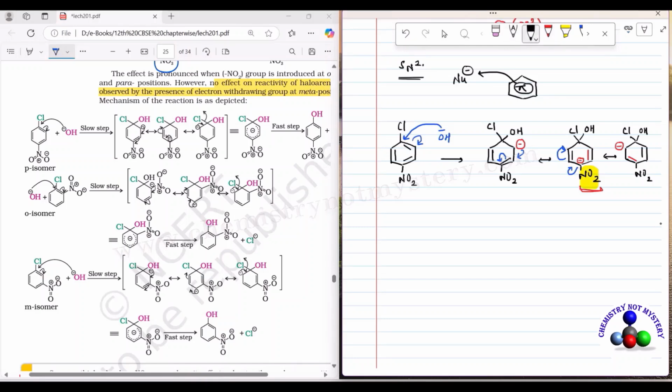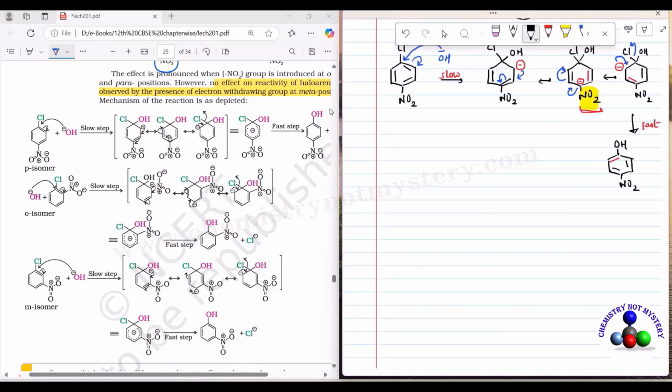Now in the next step, when this negative charge moves between these two carbons, it expels the chlorine in the form of Cl negative ion, and here you will get the product. So in the product, a bond will be formed at this position, and the rest of the bonds will remain as they are. Here nitro group was bonded, and here you will get the OH group. So this is the product of the reaction. This step was the slowest step, and this one was the fastest step.